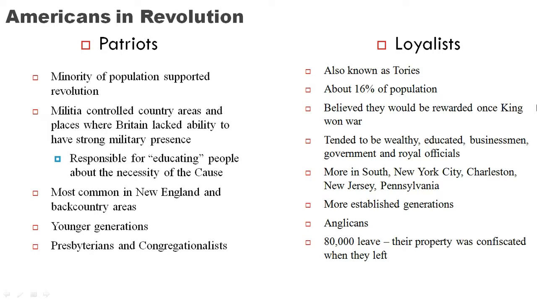After the war, when the British do lose, 80,000 Loyalists leave, and their property was confiscated, despite the fact that Congress recommended that it not happen.